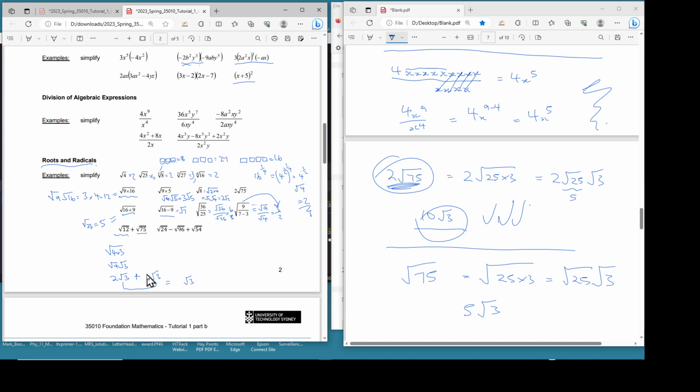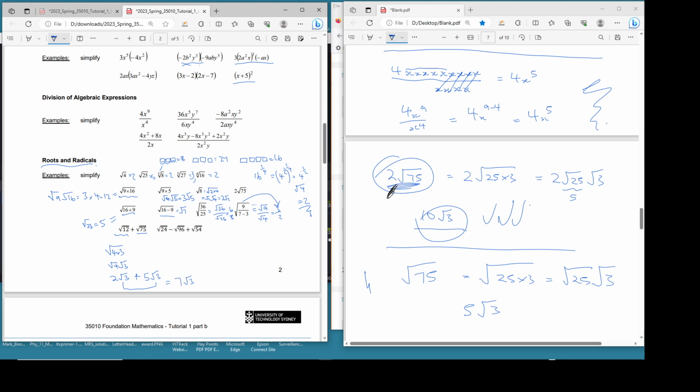And 5 root 3, that's fine. And okay, what are we doing here? This one. Sorry, my thing's gone off there. So 5 and 2 is 7. Alright, so we're back on track.